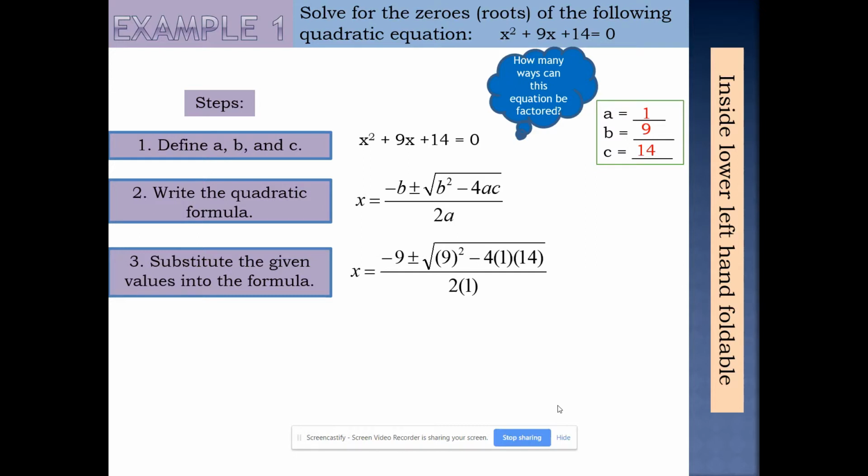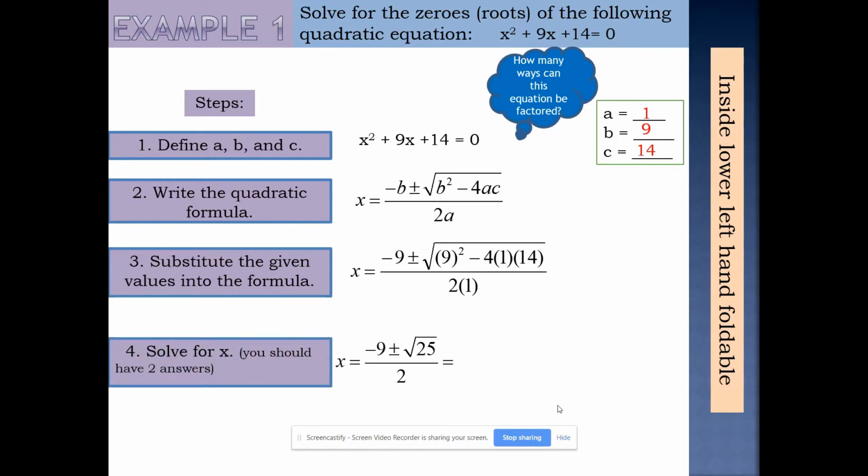So from here, we're going to bring down our negative 9 and plus or minus. And then we're going to do 9 squared, which is 81. And it's going to be minus 4 times 1 times 14. That's going to give you 25 under your radical. You can actually put that whole thing in your calculator to figure out that that's going to be 25.